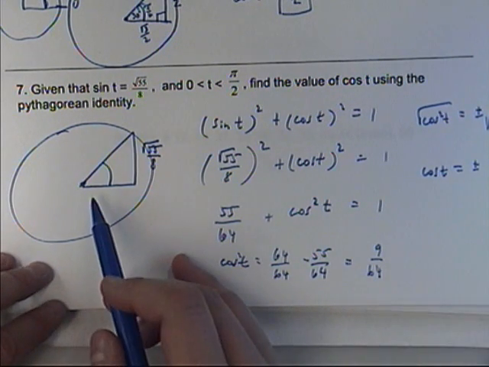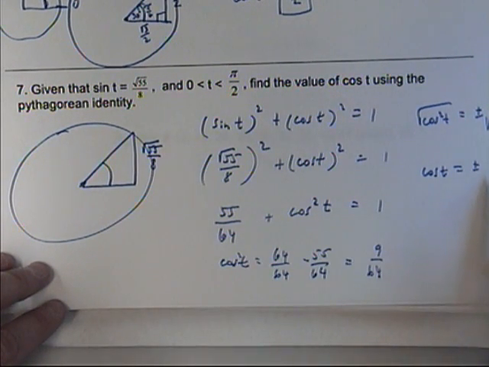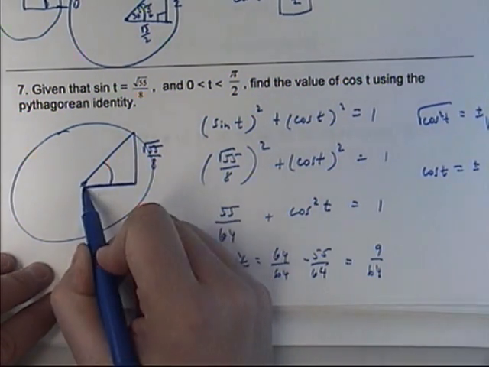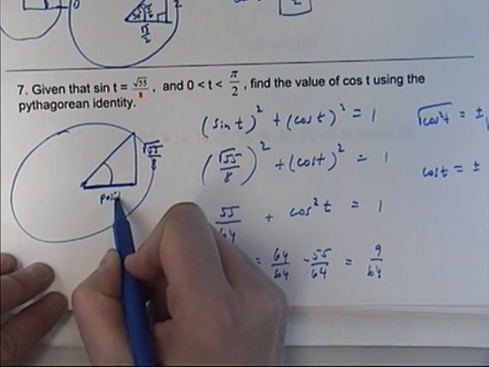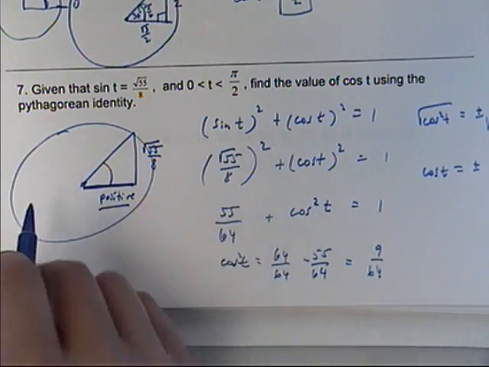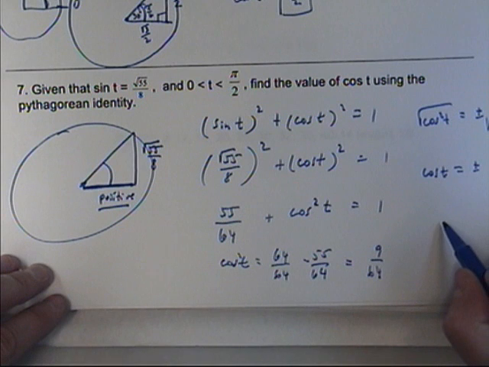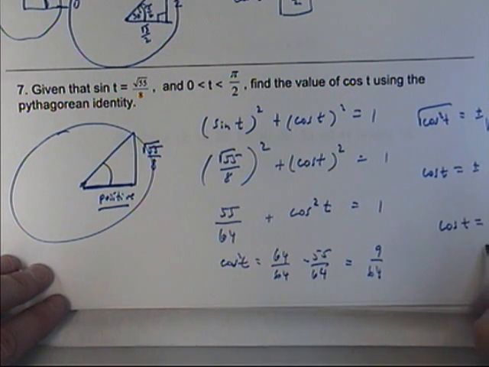Now, since we're in the first quadrant, we have to think, hey, we're only going to have one answer. It's either going to be positive or it's going to be negative. And this side is going to be positive because it's a horizontal side going to the right from the origin. So the answer could only be positive. So the cosine of this particular angle is positive 3/8.